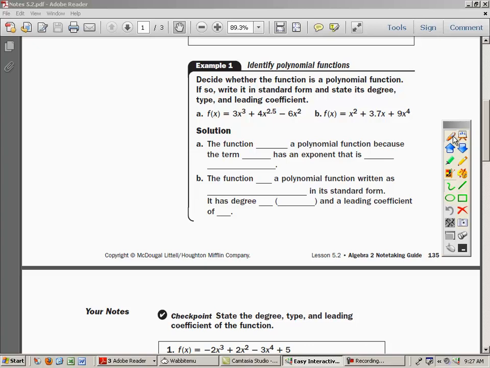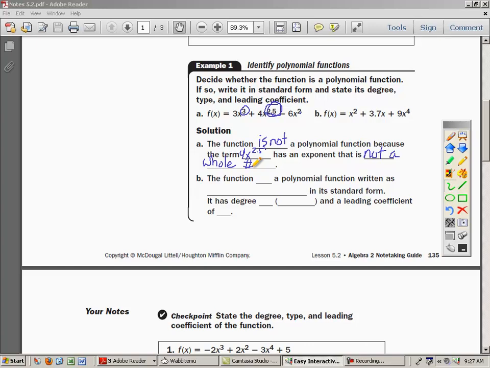All right, so in the first example, we look at this here, and it is third degree. However, because this is not an integer, we would say that this is not a polynomial function, because as we said, all the powers have to be whole numbers. And in this case, since that's 2.5, that's obviously not a whole number, since the term 4x to the 2.5 power has an exponent that is not a whole number. So that's not a polynomial.